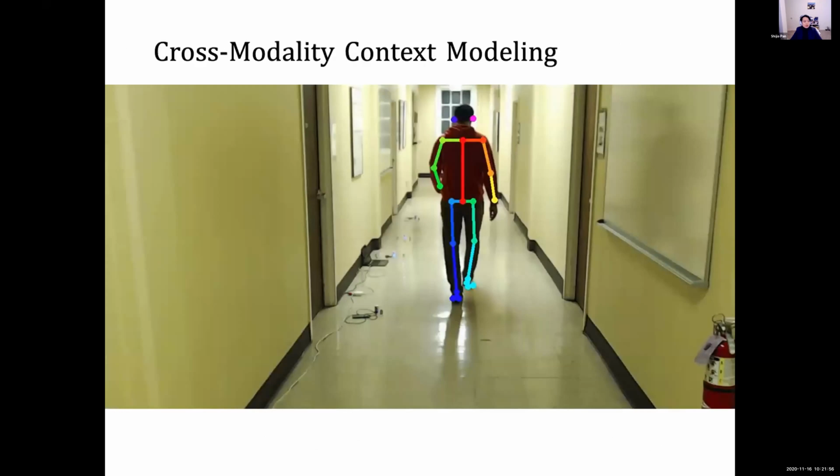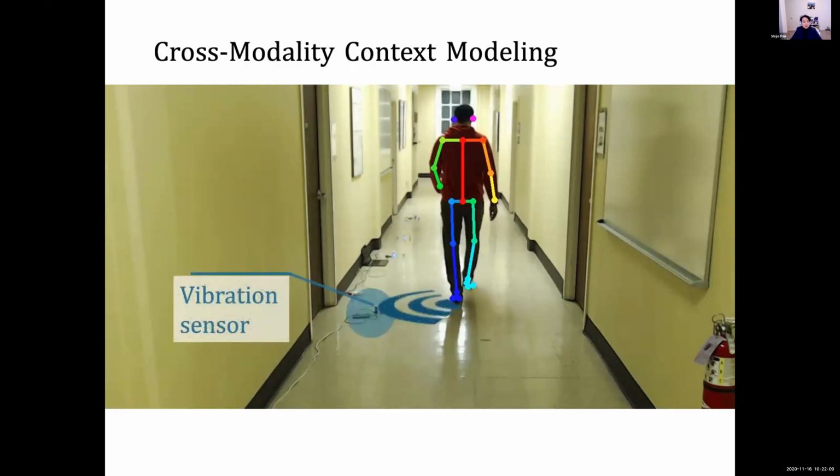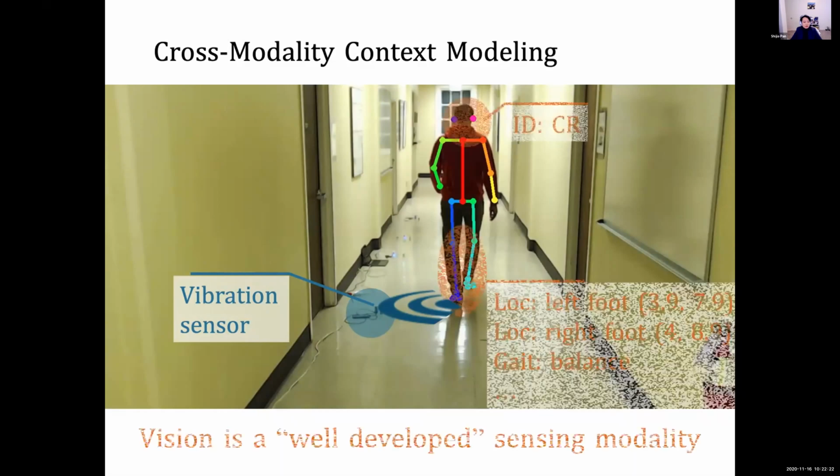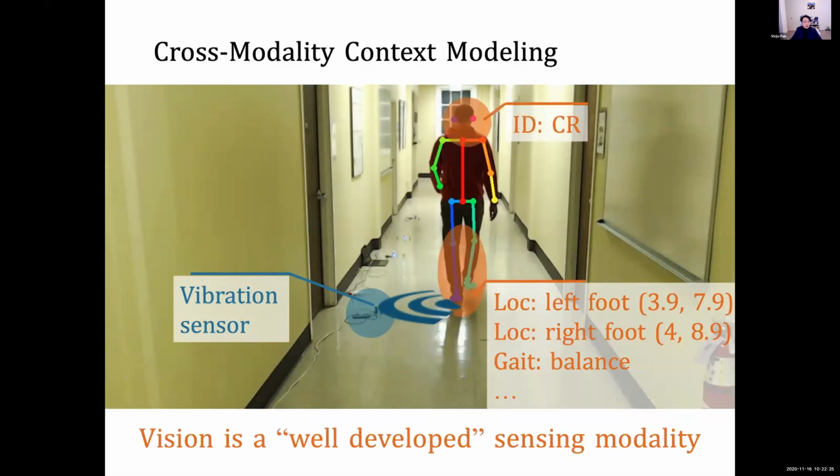So our answer to challenge number 2 is to utilize cross-modality context modeling to achieve IoT system auto-configuration. The intuition is that for those developing sensing modalities, such as vibration-based human sensing, they may be co-located, even just temporarily, with other modalities. For example, vision is a very well-developed sensing modality, which can acquire various information relatively more accurately and easily. So why don't we use this more developed modality to help the developing ones with their configuration?